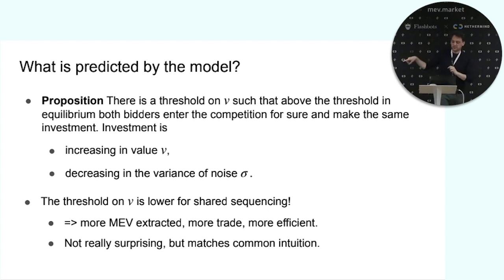Here's the punchline. If you compare shared sequencing to separate sequencing, then this threshold is lower, right? Which seems to be obvious, but it's good to prove it mathematically, right? So intuitively, there are more opportunities that you can extract in this game, because now you do shared sequencing. You can extract more MEV, you can have more trades, and that should have a positive effect on all kinds of global parameters, right? Liquidity provision and so on. So that's maybe not the most surprising part, right? It meets basic intuitions.